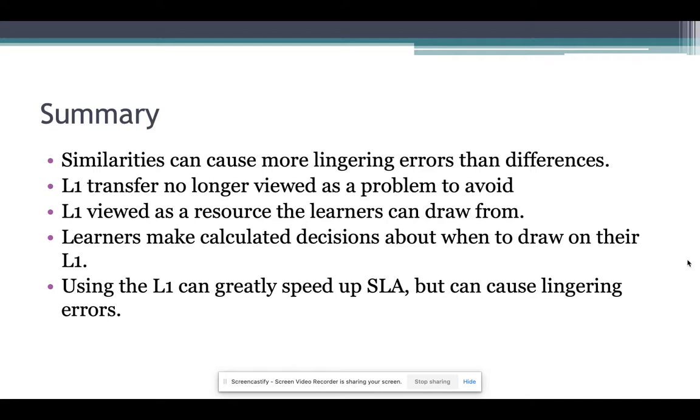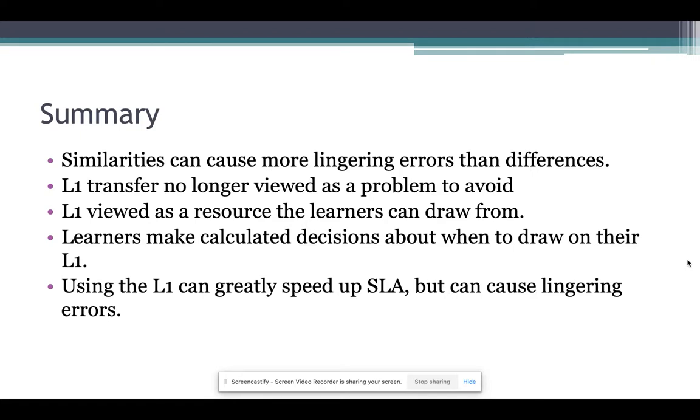When the two languages are very similar, it is easier to draw from the first language for the second language, and that causes both positive and negative transfer. In fact, the negative, positive thing, they're all kind of the same thing. Transfer is just transfer. In fact, the similarities between two different languages can cause the most long-lasting errors. So it's not the differences that cause the long-lasting problems, it's the similarities.